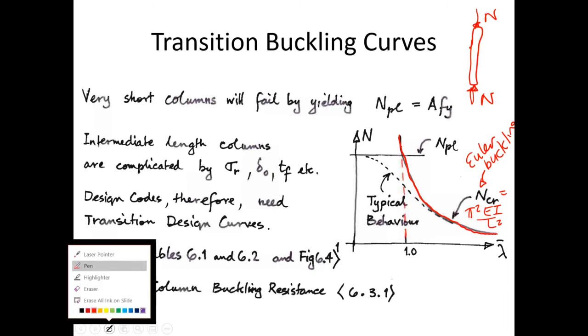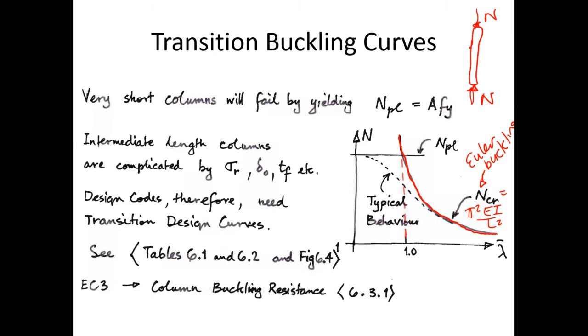However, if we have a member that's very stocky, a short member, then it's not going to buckle elastically. What's going to happen is that we're going to have yielding of the material. The yielding of the material, N_pl, is equal to the cross-sectional area times the material strength. That's in a short member. So very short columns will fail by cross-section failure. Now, that's a short member. It's here, a long member.